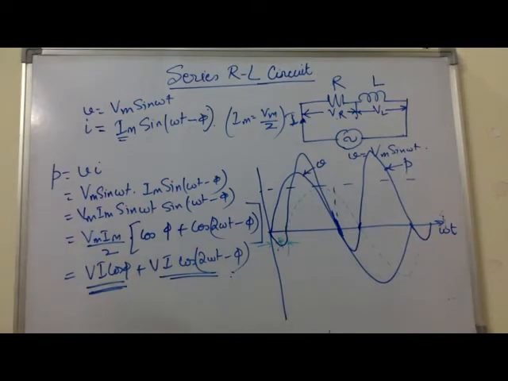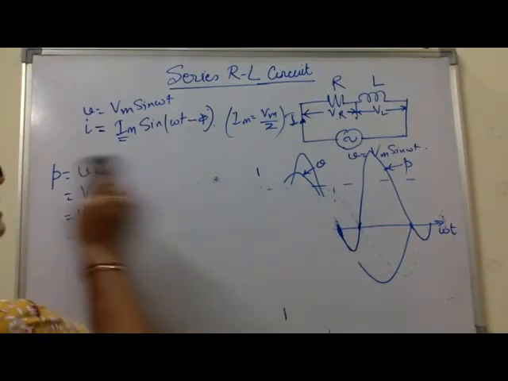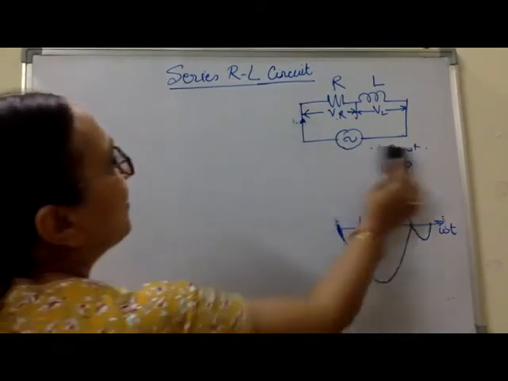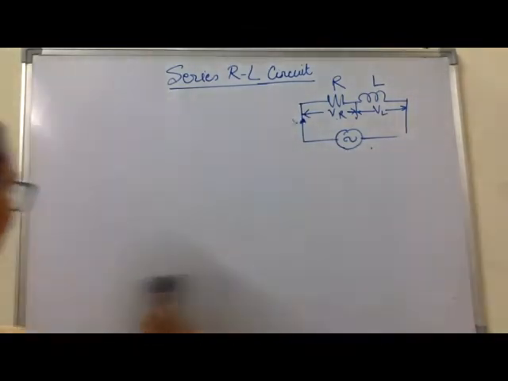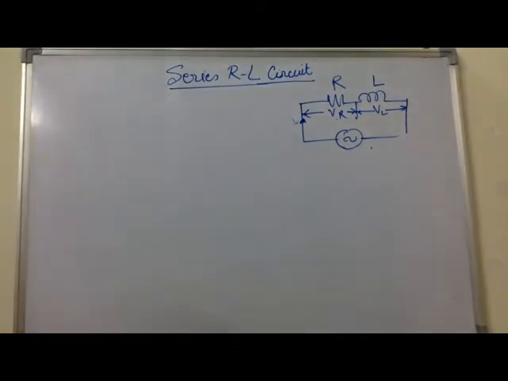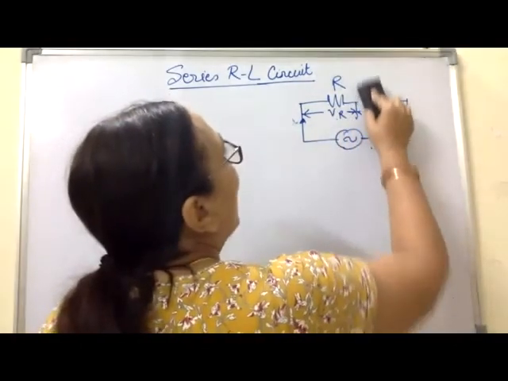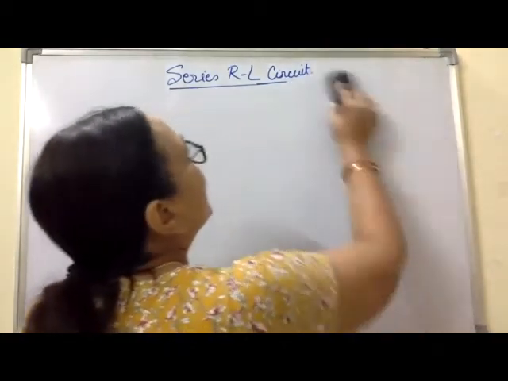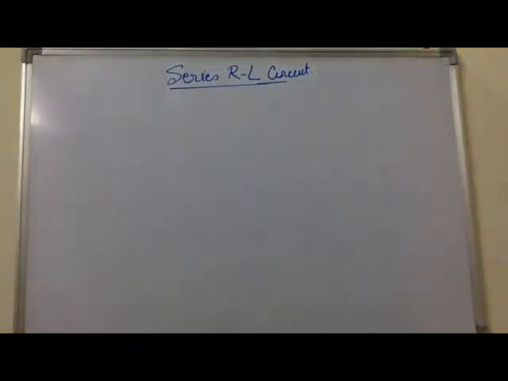So these are the things we have done in the series RL circuit. First we tried to have the phasor sum of the voltages, then we derived the impedance triangle, the voltage triangle, the power triangle, the relationship of all the three, and then the instantaneous power in the RL circuit. Now next we are going to discuss the RC circuit, that is you will have the resistance and capacitance in series.